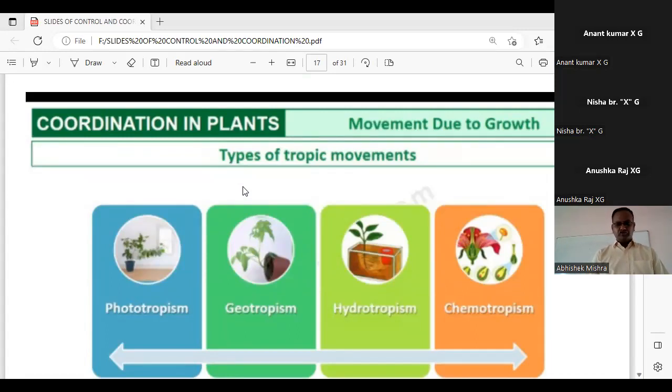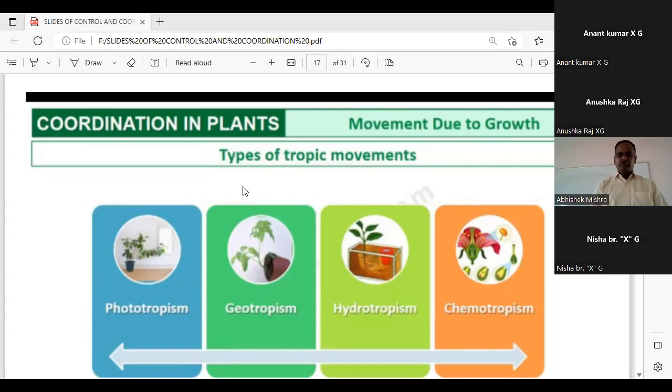Anushka, can you demonstrate how hydrotropism can be shown through an activity? Can you tell any activity, Anushka? Sir, the growth of any normal plant, as we put the water in the roots, in the soil. Okay, Anushka, correct.